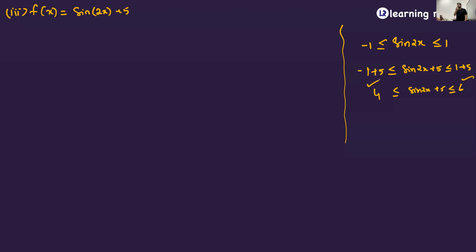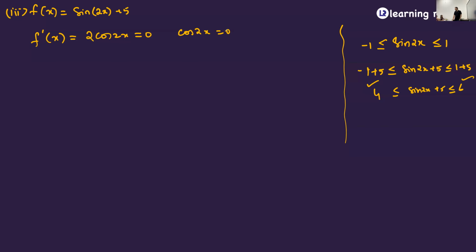But if it comes in the subjective, you need to prove it. They expect you to apply the differentiation concept. For that, we will proceed with the derivative. Am I clear with this? So what is f dash of x? It is 2 cos 2x, right? If I equate it to 0, I get cos of 2x equal to 0.